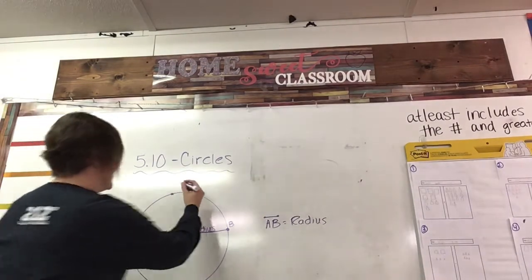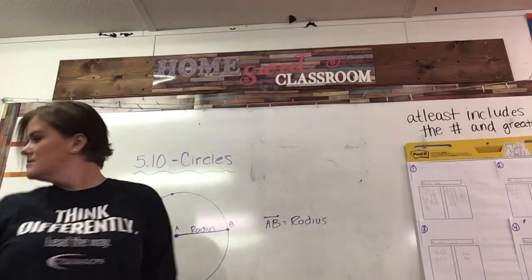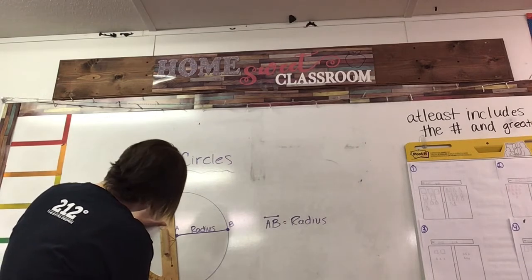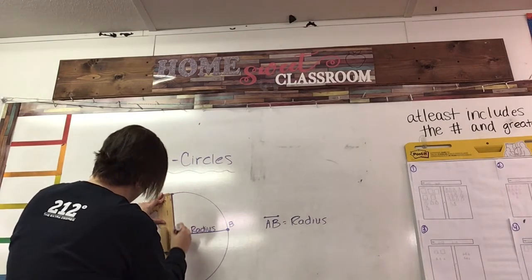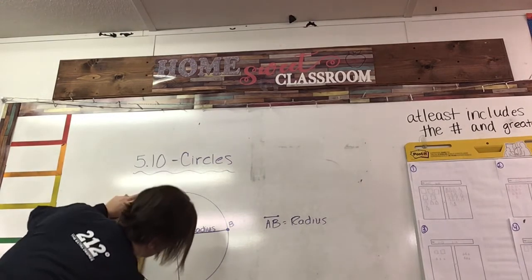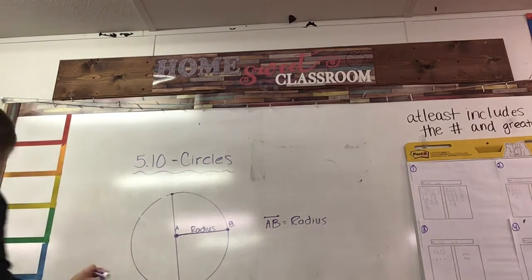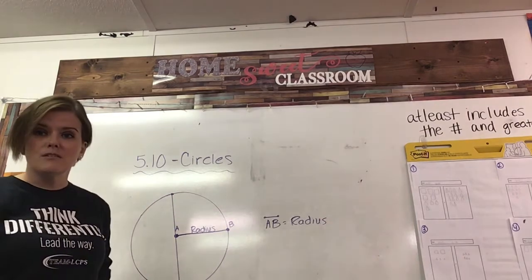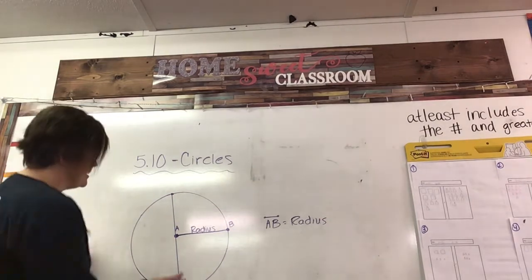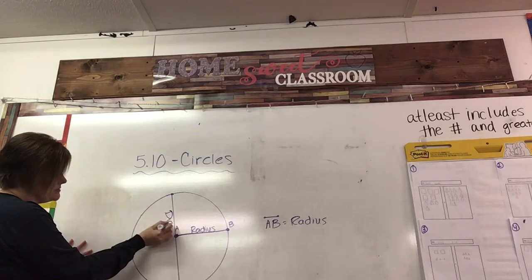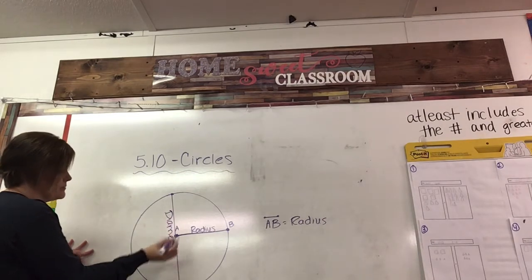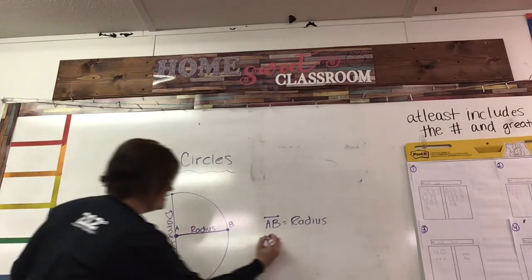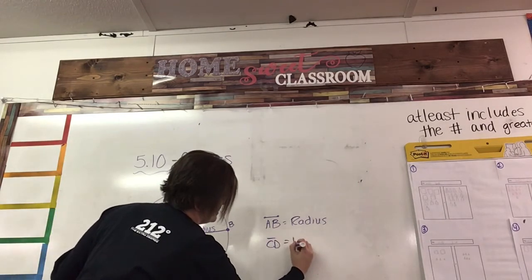Anyway, so here we go. Through the center point to the other side. So it has to touch 2 points on the circle. Now it's all messed up. And it has to go through the center point. And now this is called a diameter. So diameter. And we could name it maybe CD, and so CD is diameter.